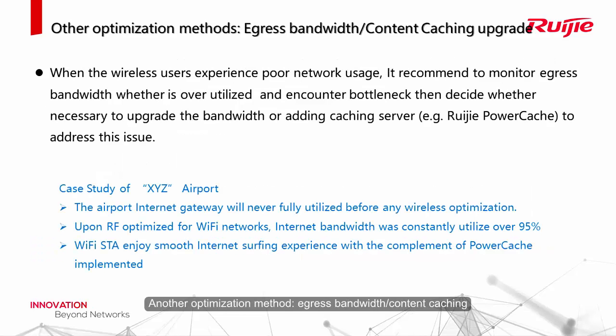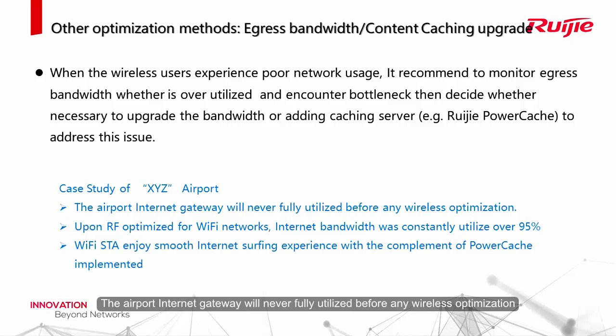Another optimization method, egress bandwidth or content caching. About this method, we should check the egress bandwidth first, because sometimes the problem is the egress bandwidth. No matter how we optimize the network, the experience will still be bad. So we need to check it first. If the problem is the egress bandwidth, we can ask the customer to increase the egress bandwidth or increase the cache to solve this problem.